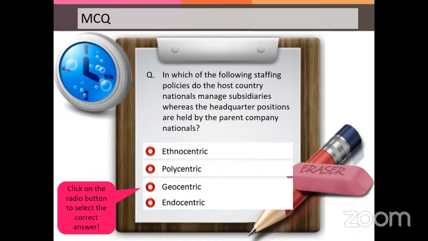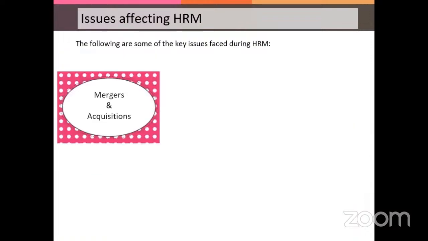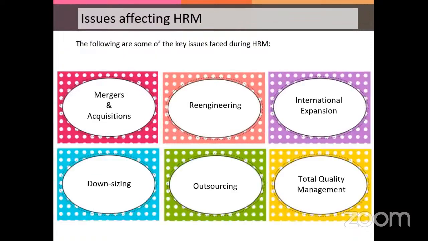So I'm going to move very fast to issues affecting HRM. We have issues such as mergers and acquisitions, re-engineering, international expansion, downsizing, outsourcing, and total quality management. All of these issues affect HRM. When there are mergers and acquisitions, there is always a clash between the people that acquired and the people that merged. Are we going to retrench those from the people we acquired, or are we going to retrench from the current staff that we have?